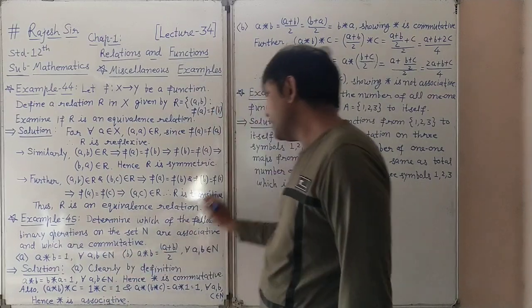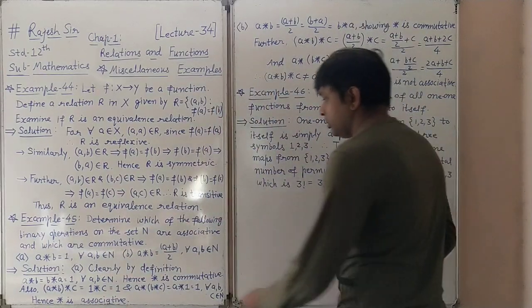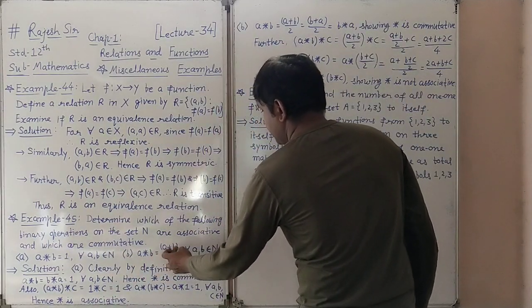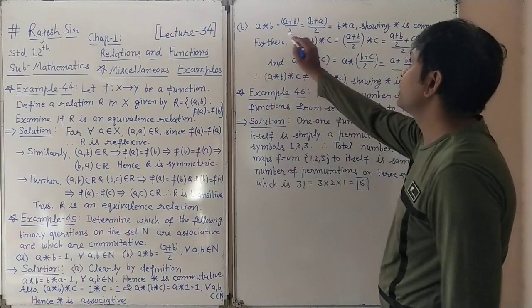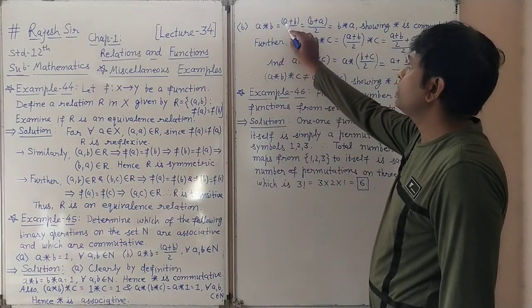For (b), now we will check in the solution. So in (b), a * b equals (a plus b) by 2, as given. So that we will start. a * b equals (a plus b) by 2.